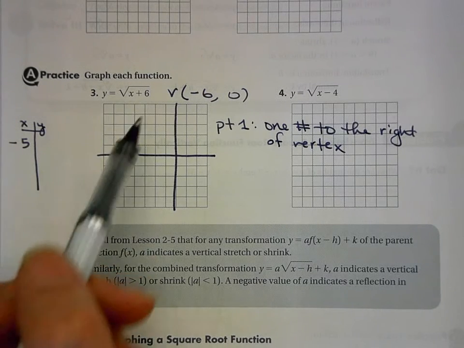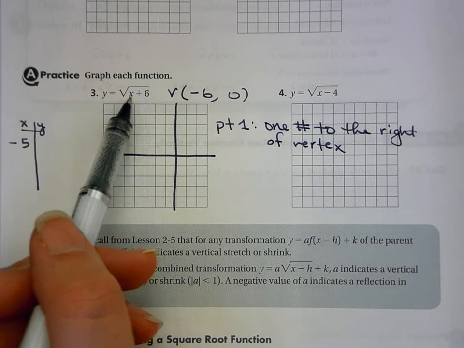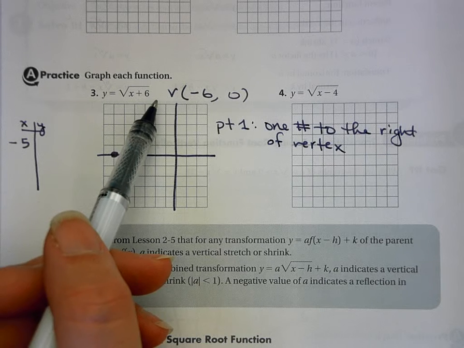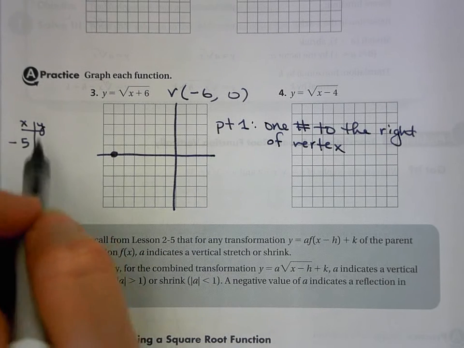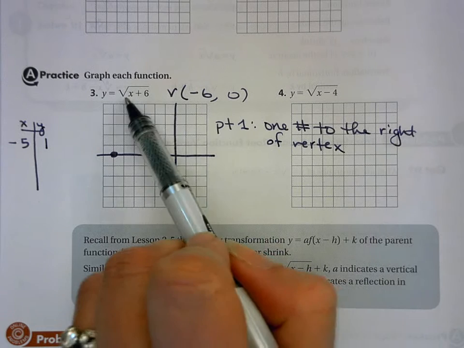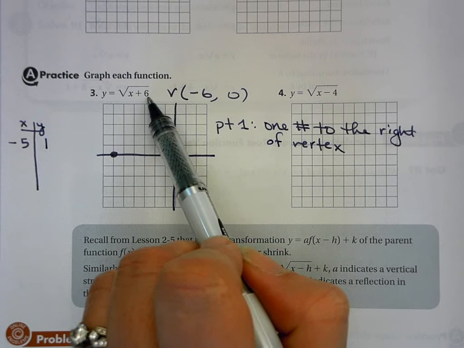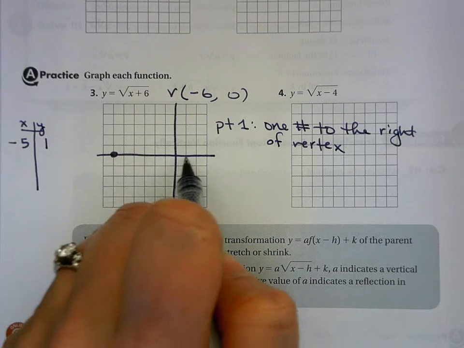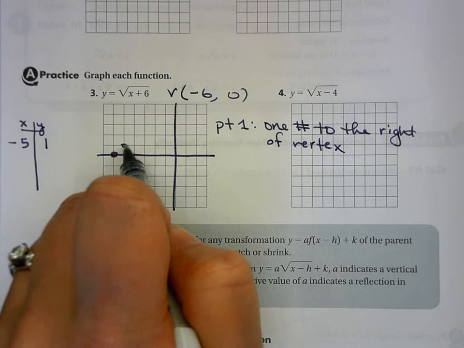So then if I put -5 in here, I'll have -5 plus 6, which is the same as 6 minus 5. And so that will be just the square root of 1, which is 1. So -5 plus 6 is 1, square root of 1 is 1. So when I plot that point, -5, 1.